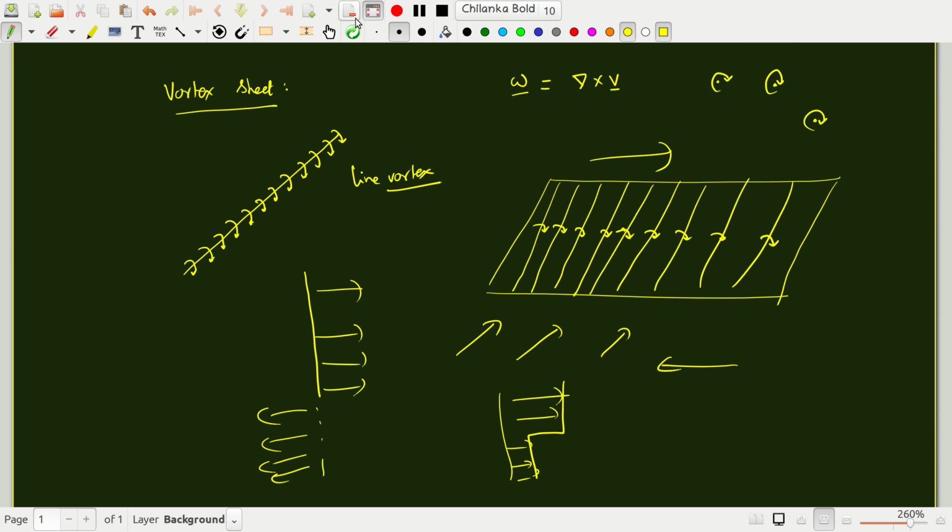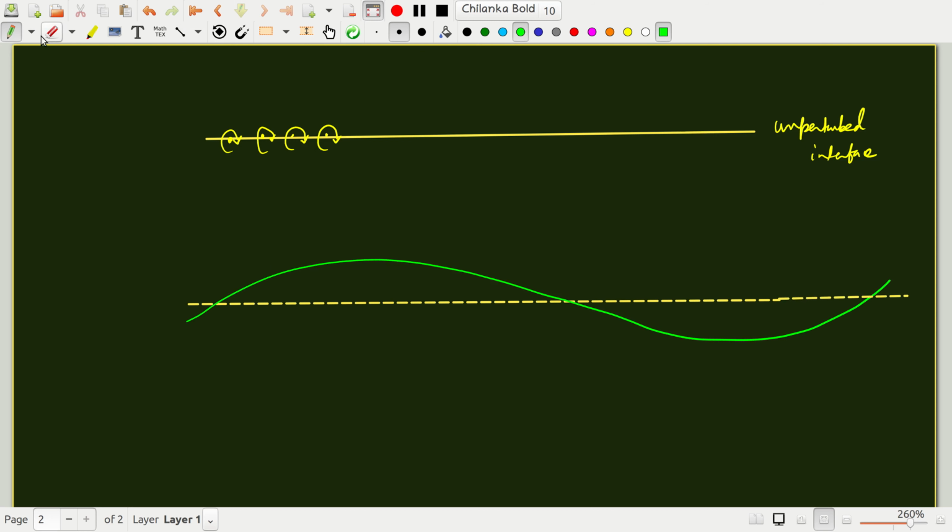This is being threaded by vortex lines, so it's going to move in this direction. Now let's draw the unperturbed interface as a dashed line. Imagine having a sinusoidal perturbation of the interface. Now fluid above is flowing in this direction and fluid below is flowing in this direction.